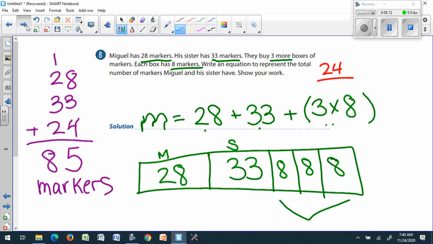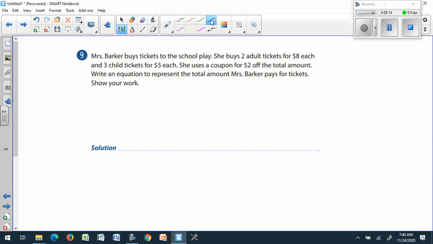All right, let's try the last one on this page together. Mrs. Barker buys tickets to the school play. She buys 2 adult tickets for $8 each and 3 child tickets for $5 each. She uses a coupon for $2 off the total amount. Write an equation to represent the total amount Mrs. Barker pays for tickets. Show your work. Okay, so this one is a little bit trickier.